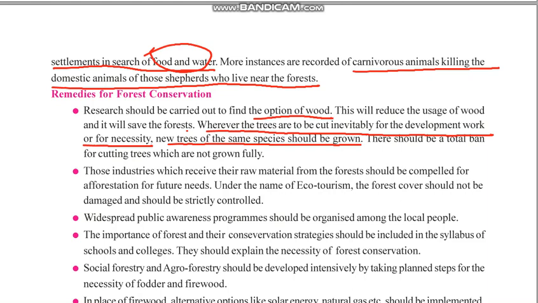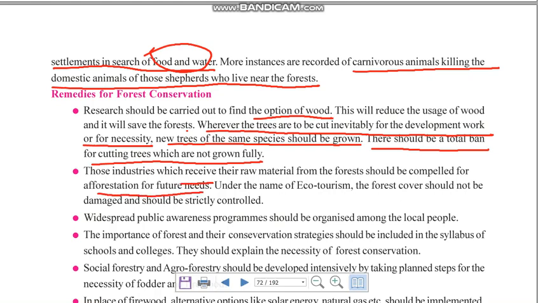There should be a total ban on cutting trees which are not fully grown, say saplings. Those trees which are not grown fully, there should be a total ban on cutting down such kind of trees. Those industries which receive their raw materials from forest should be compelled to do afforestation for further needs.